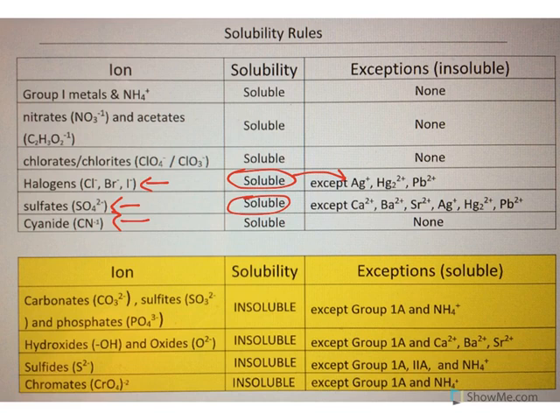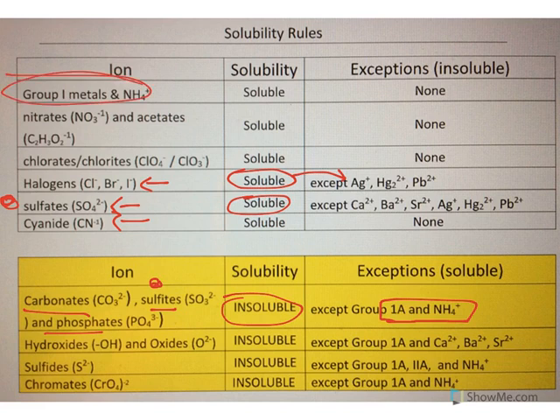Then we have the ones that are really hard to dissolve, the stuff that's usually not soluble. Okay? Things like carbonates and sulfites, be very careful. Sulfates are usually soluble, sulfites are usually not. And then phosphates. These are typically not soluble. They are not going to stay dissolved in water unless you put them with a group 1 metal or ammonium, because those are always soluble. Hydroxides and oxides, OH and O, are usually insoluble except for group 1 and then calcium, barium, and strontium from group 2.